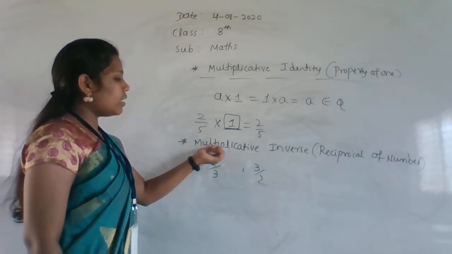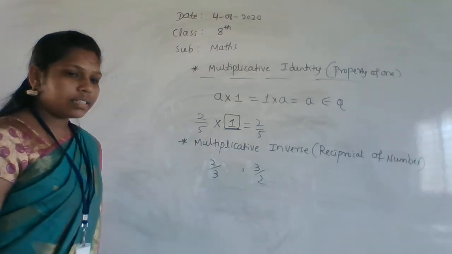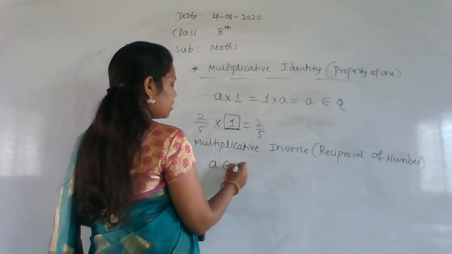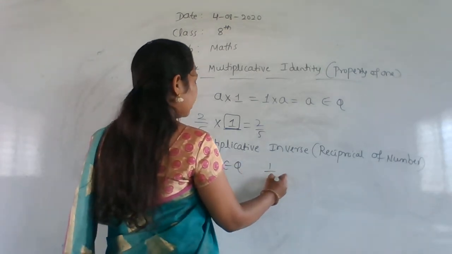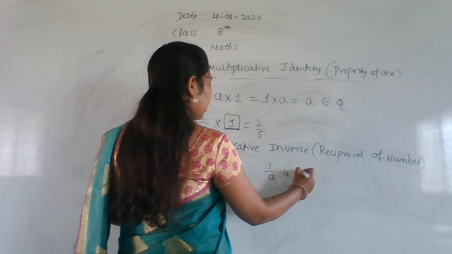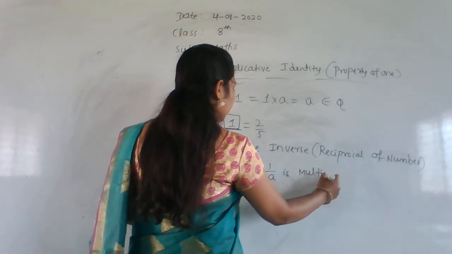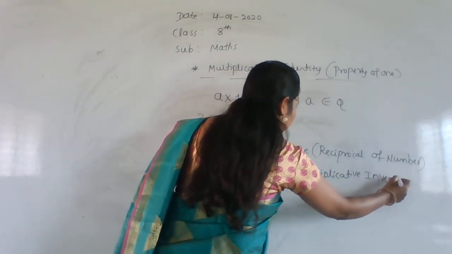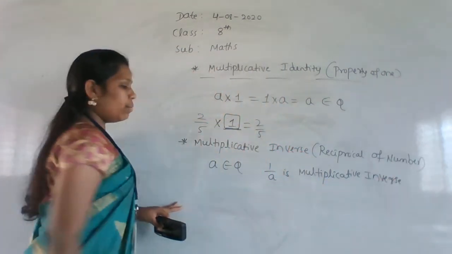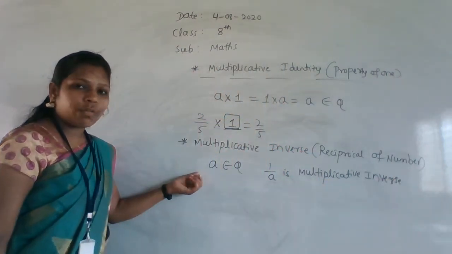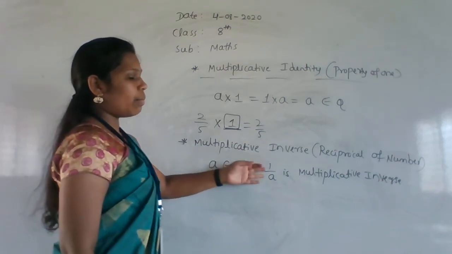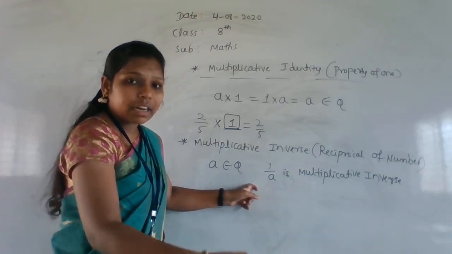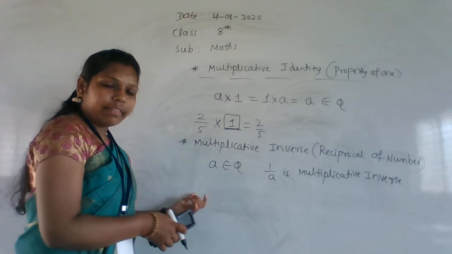Okay, so now we are seeing the multiplicative inverse. Multiplicative inverse is nothing but what? See here, the general formula is: if A belongs to the rational numbers, then 1 by A is the multiplicative inverse. So always, if A belongs to the rational numbers, the inverse of A is always 1 by A. If they give 1 by A, then A will be the inverse.